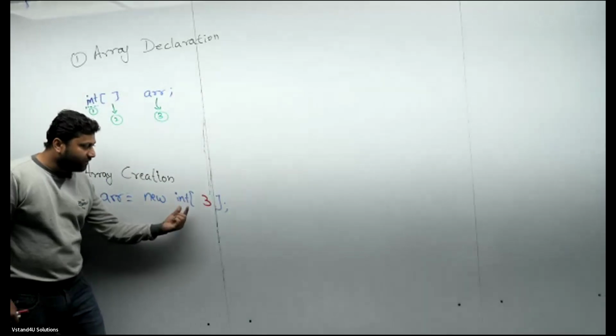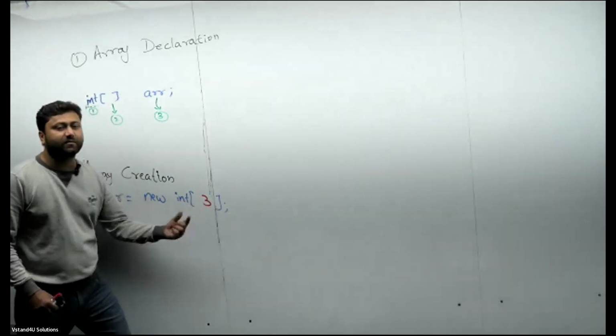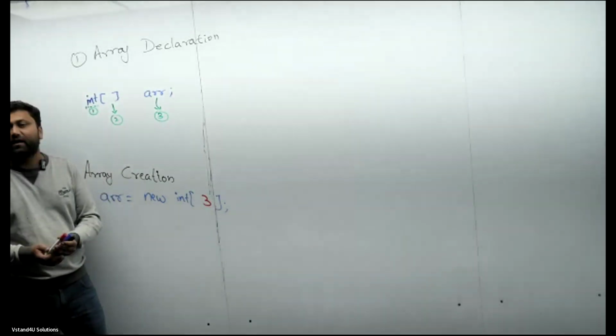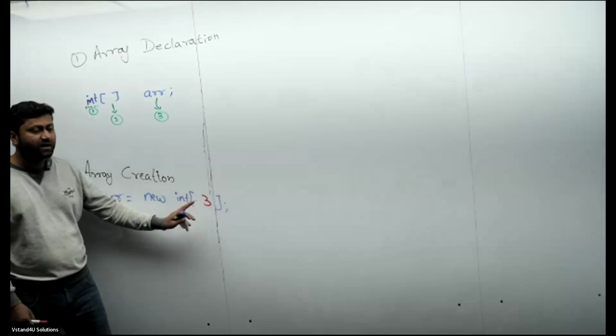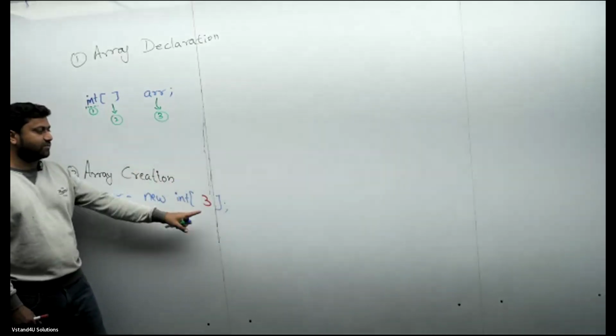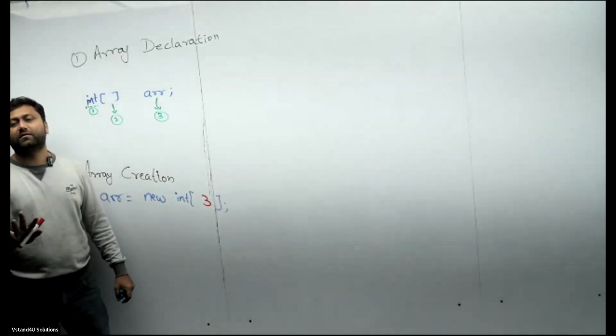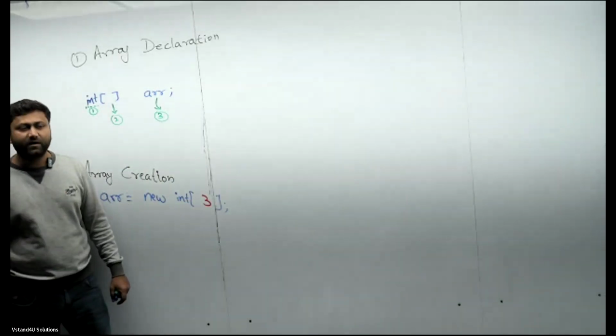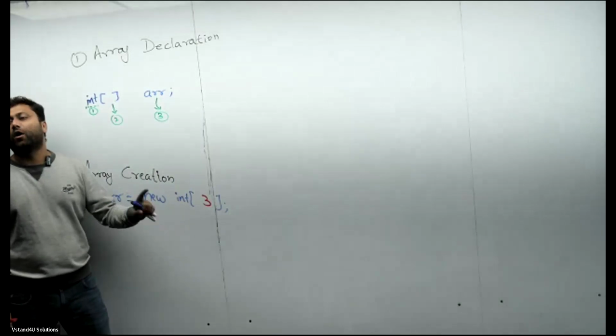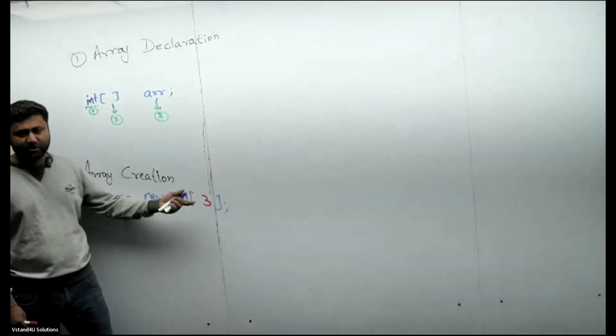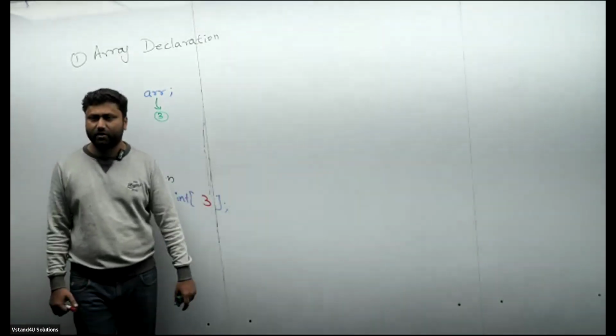New object of integer. This is nothing but called the size of the array. In entire creation, the most important part is the size. If you don't specify the size, then you will not be able to create the array at all. There are combinations that I'll show you while executing.